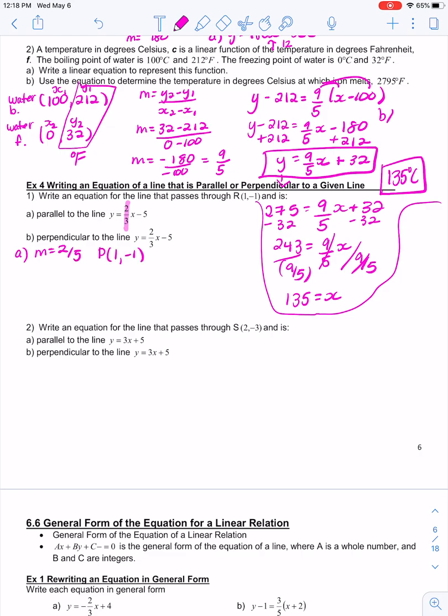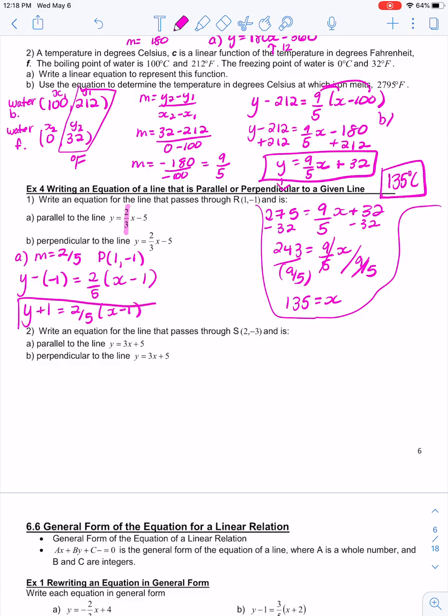And I was given a point, 1 and -1. So that means I use my slope point form, which says y minus -1 is equal to 2/3 times x minus 1. All right, so let's simplify. So y minus -1 is y plus 1 is equal to 2/3 times x minus 1. There we go. So this is an equation of a line, so this is good enough.